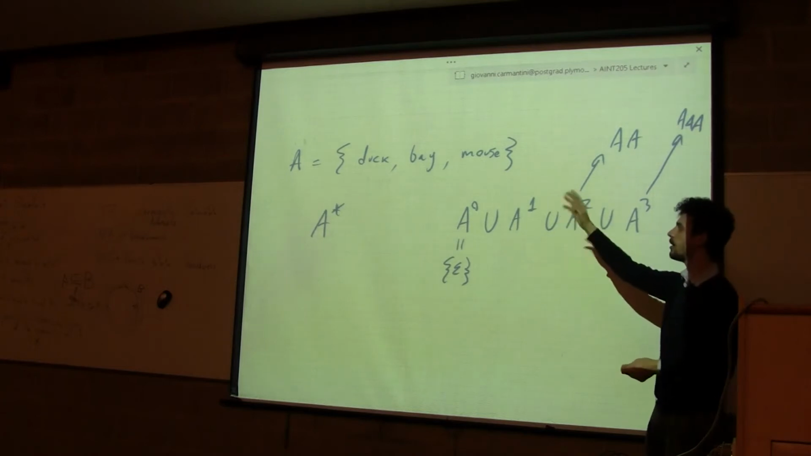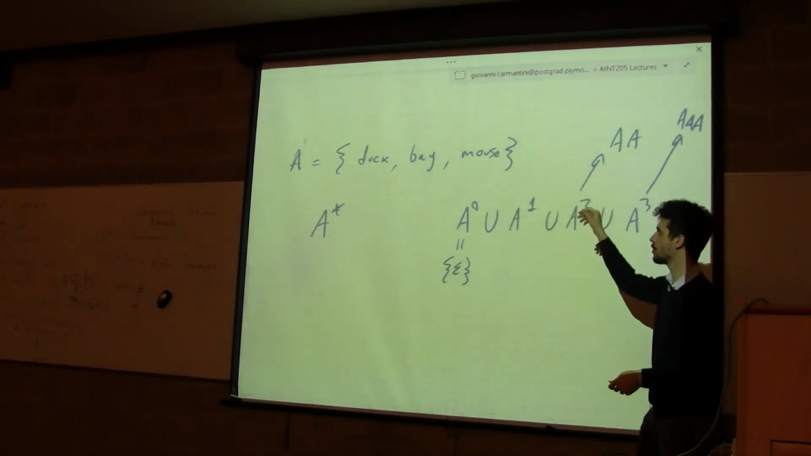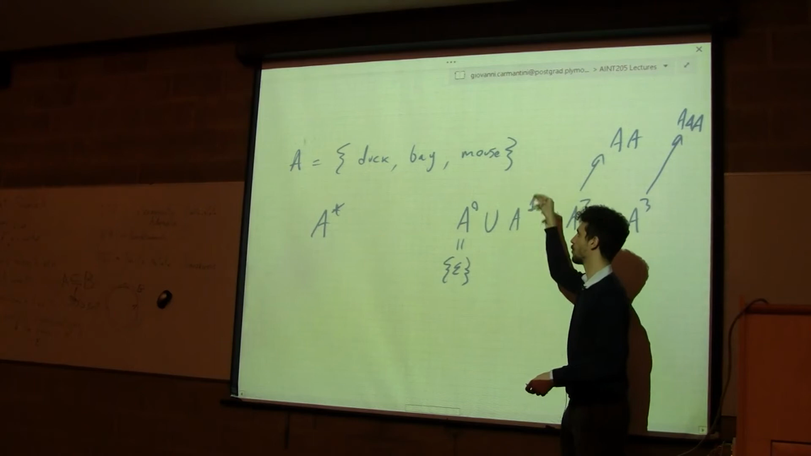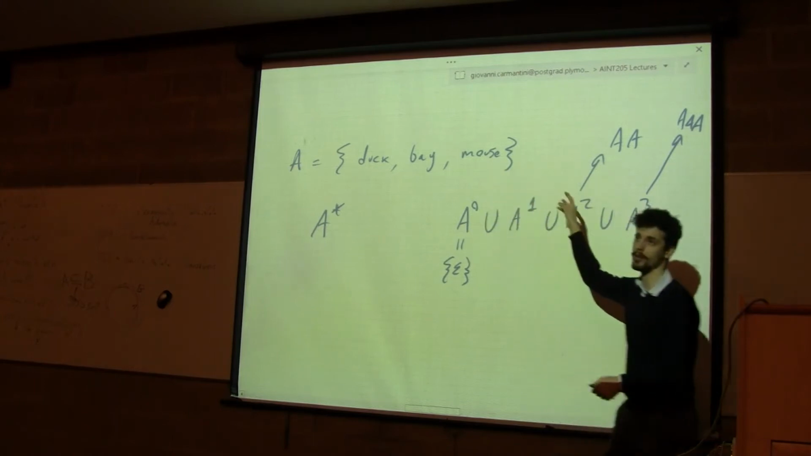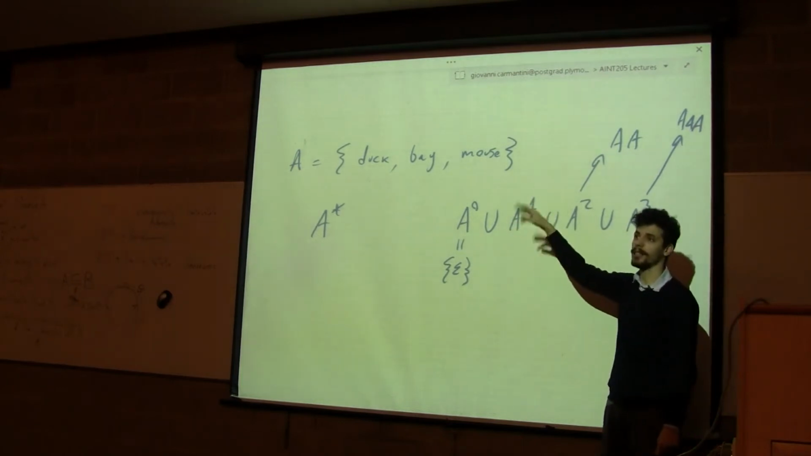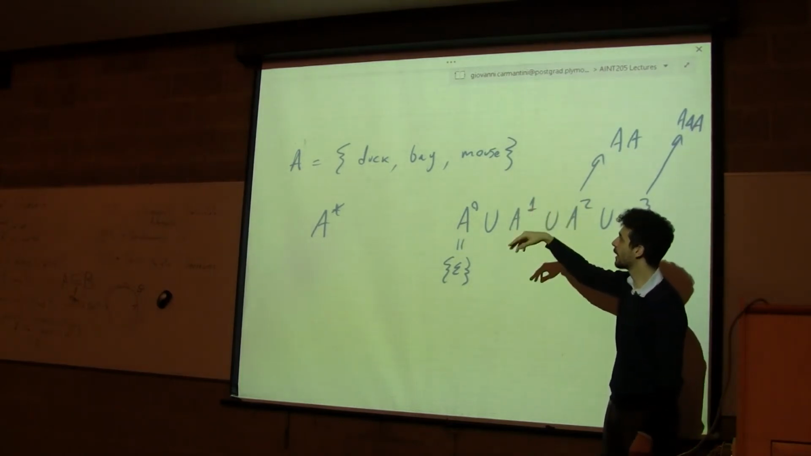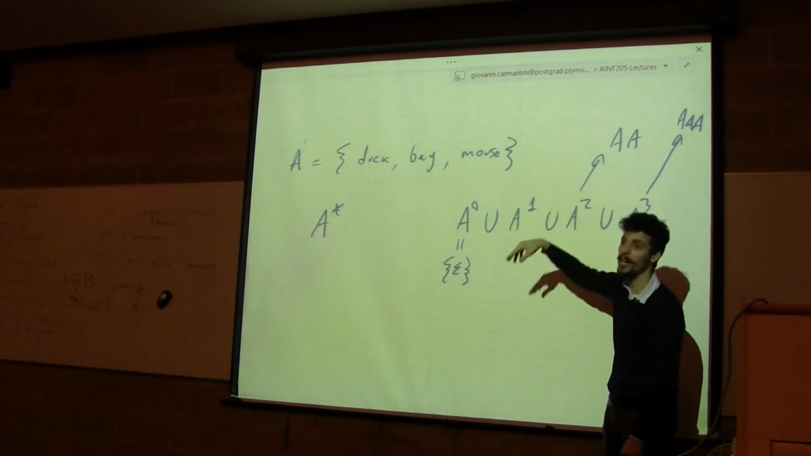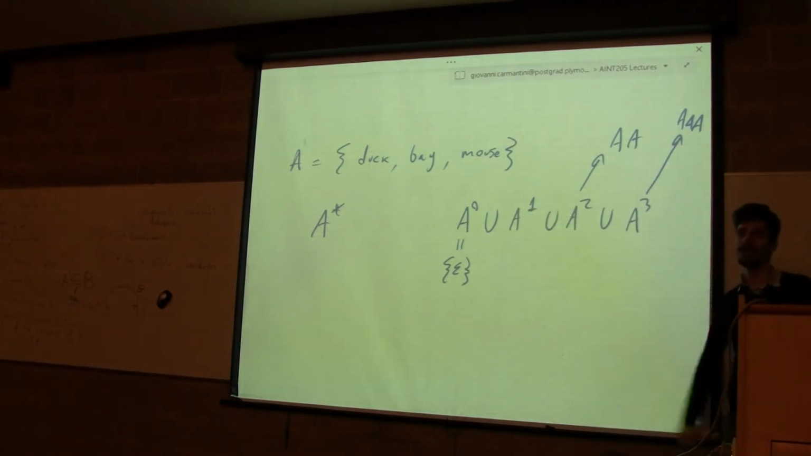So you get duck duck, duck bay, duck mouse, bay duck, bay bay, bay mouse, mouse duck, mouse bay, mouse mouse. Okay. A3: duck duck duck, duck duck bay, duck duck mouse, duck bay mouse, and so on. Okay? You see where I'm going?